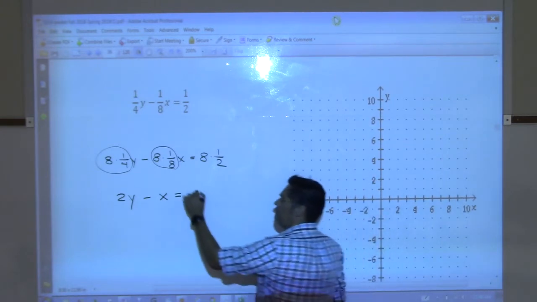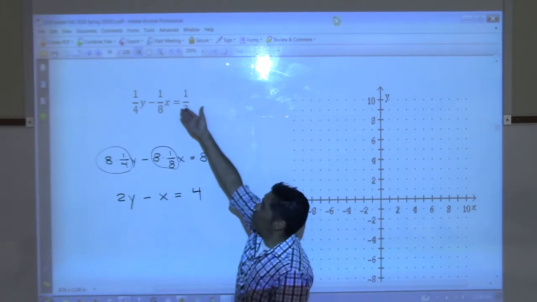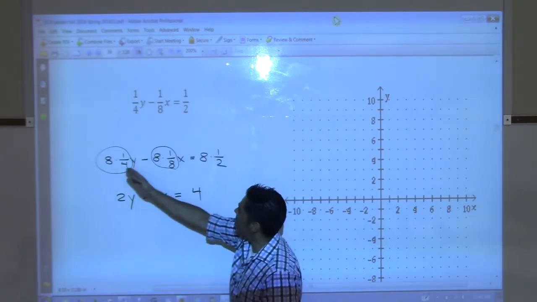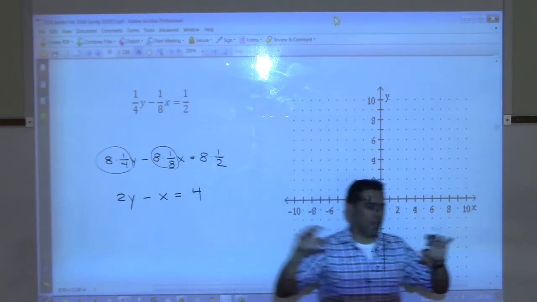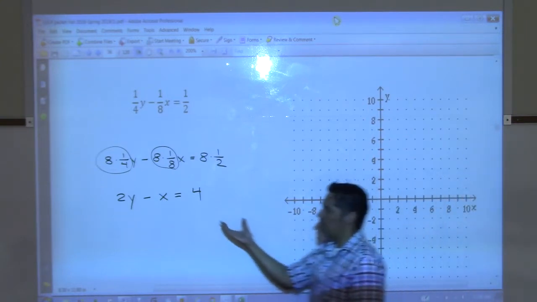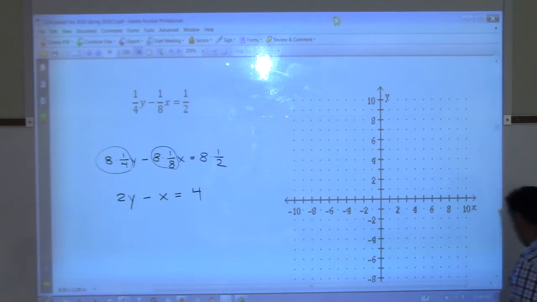So now you have the same equation. Believe it or not, the solutions to this equation are exactly the same as the solutions to this equation, because what you did was multiply everything by 8, and when you do that on both sides of an equation, everything still maintains the balance. So isn't this equation a little bit easier to work with? No fractions, doesn't that look nicer? Okay, I'll give you 2 minutes. Get your x and y intercepts there.